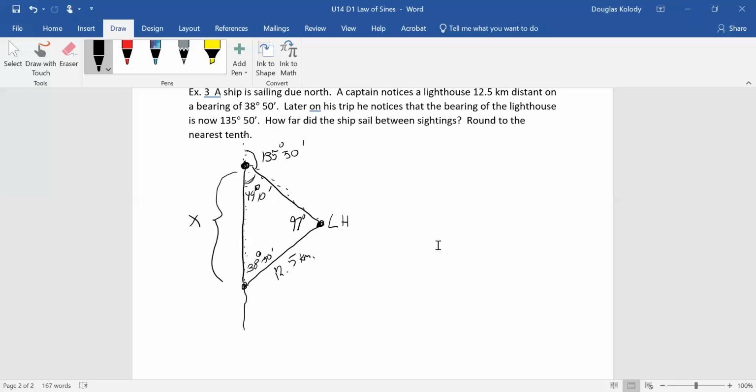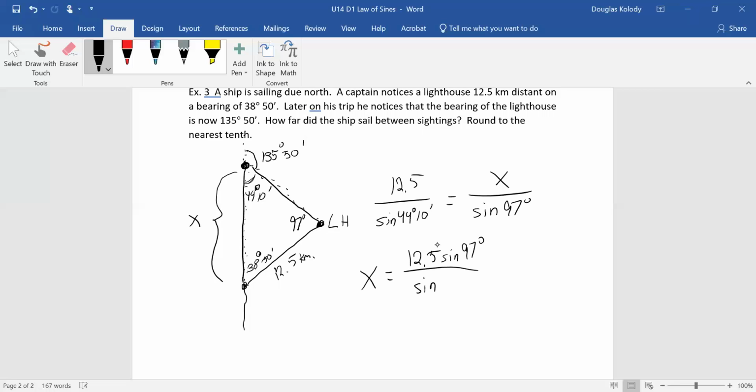I know that 12.5 divided by the sine of 44 degrees, 10 minutes, is going to be equal to my x over the sine of 97 degrees. And I work this out. I get x equals 12.5 times the sine of 97 degrees divided by the sine of 44 degrees 10 minutes. And I get my answer, to the nearest tenth, of 17.8 kilometers.